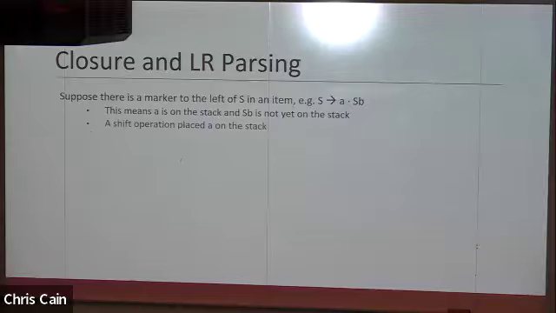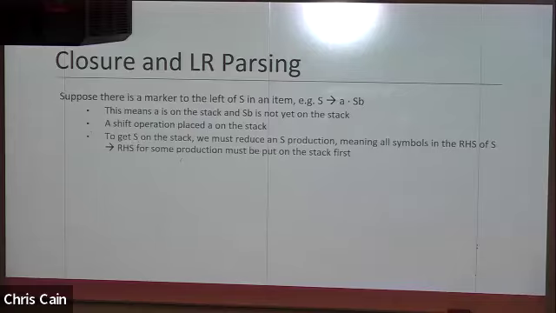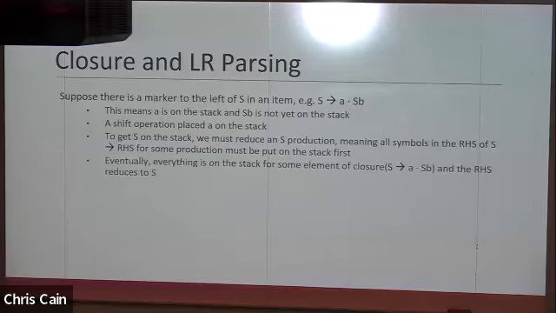So we know that a shift operation placed the A on the stack. To get S on the stack, we have to reduce to an S, meaning all symbols on the right-hand side of some S arrow right-hand side have to be put on the stack before we can move past that S. Everything on the stack for some element of its closure. Once we do that, the right-hand side reduces to S and we can move past that S. Once we do that, then this marker moves past the S.